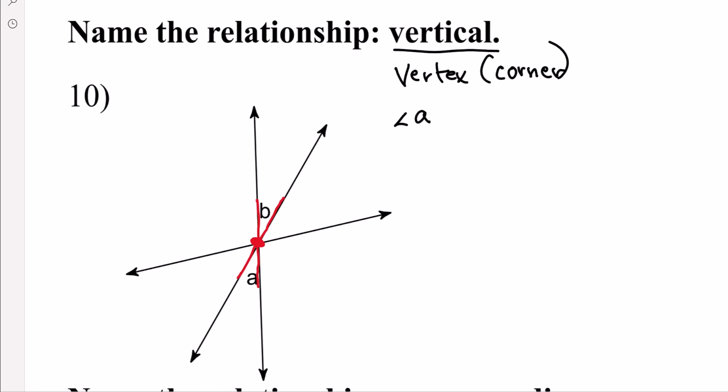So angle A. Also, what's interesting about vertical angles, they're congruent. Those two angles are congruent. They're vertical because they share a vertex. Ooh, I spelled vertical incorrectly.